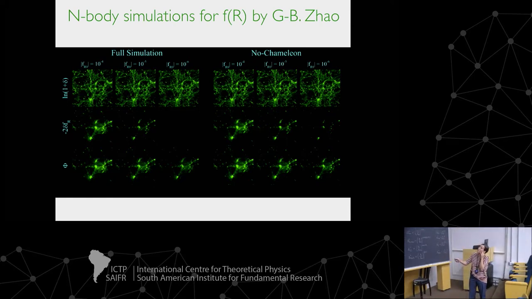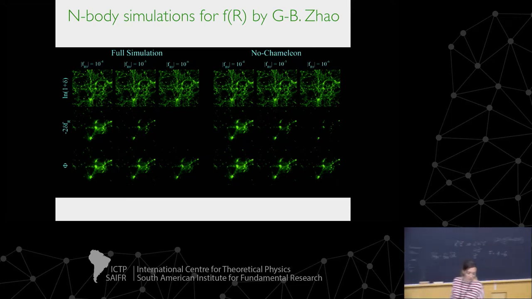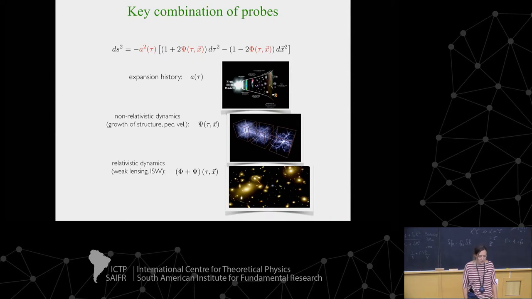Here it's showing, again, full simulation and no chameleon for f(R). Again, the three models that are the most popular three values for f_R0. And it's looking at the density field, at the scalaron, and at the potential. And you do see a little bit of a difference here, right? That's where you can start picking up the difference from a full simulation and the simulation that neglects the chameleon screening. If you look at the configuration for the scalaron, that's the only line in which I can notice a difference. Otherwise, I don't see much of an impact, but I do believe that it has an impact.